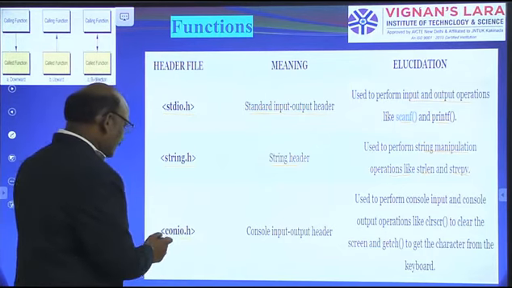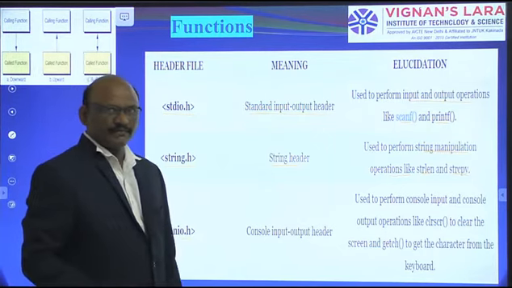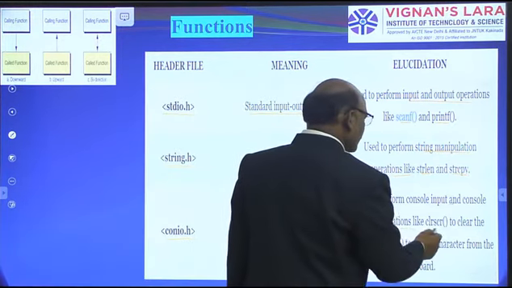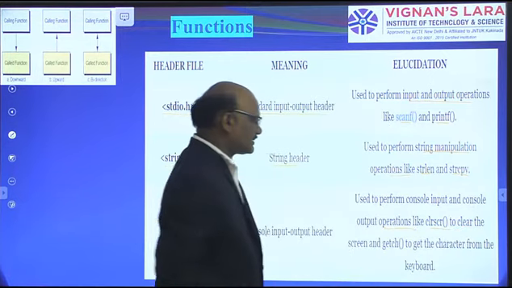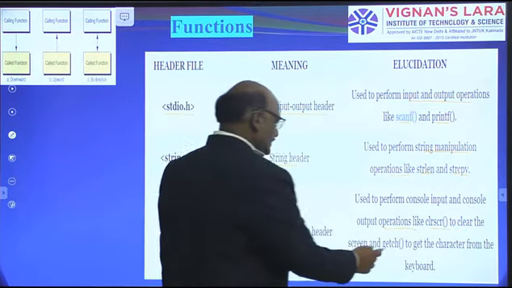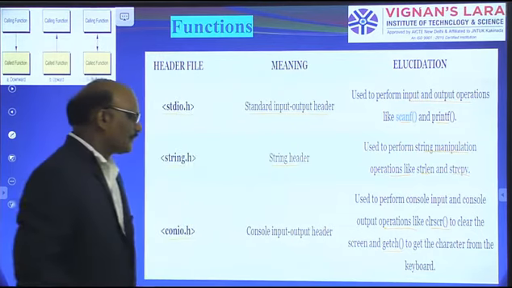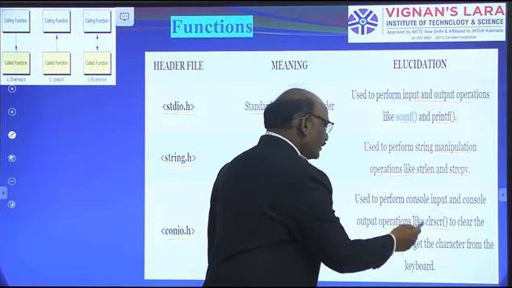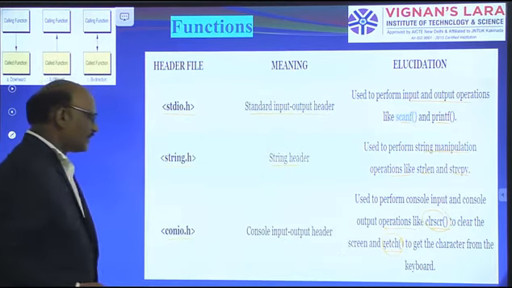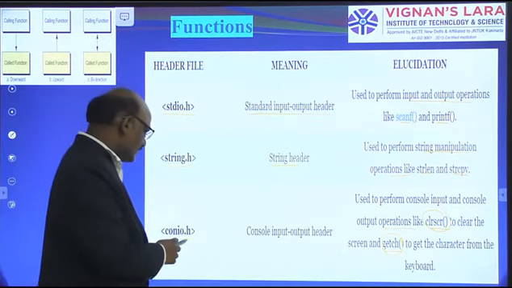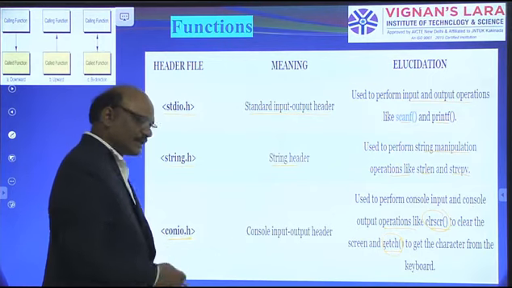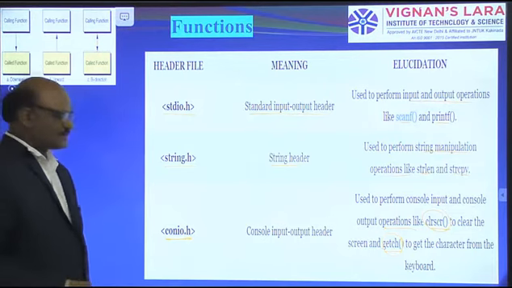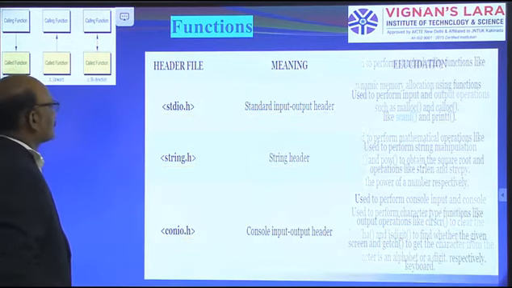Next, conio.h, the console input output header file. It is used to perform console input and output operations like clrscr, clear screen, and getch to get a character from the keyboard. Whenever you are using these functions, you need to include the header file conio.h. It is only supported in Windows, but it is not supported in Linux versions.